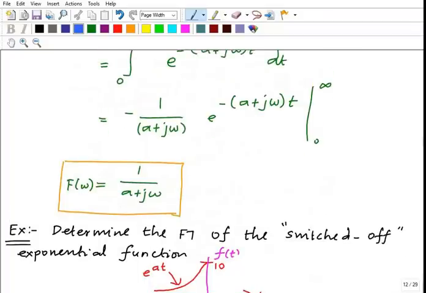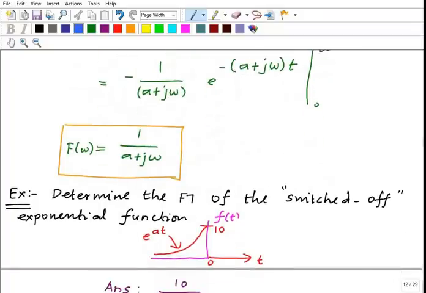Next example, switch off exponential. E power at. Leave out this 10. In general, you can take the maximum amplitude at time t equal to 0. 1 you can take. No need of 10. So just note down the question. Switch off exponential function.